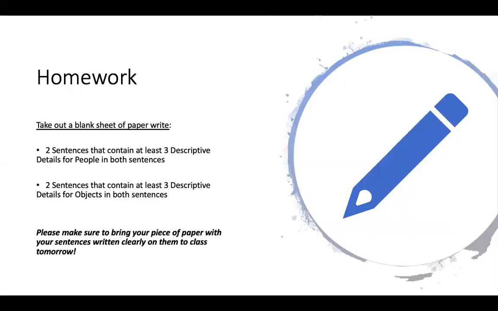So your homework is I want you to take out a different blank sheet of paper and write 2 sentences that contain at least 3 descriptive details for people in both sentences. And then you're going to write 2 more sentences that contain at least 3 descriptive details for objects in both sentences. Please make sure to write and bring your piece of paper with your sentences written clearly on them to class tomorrow.